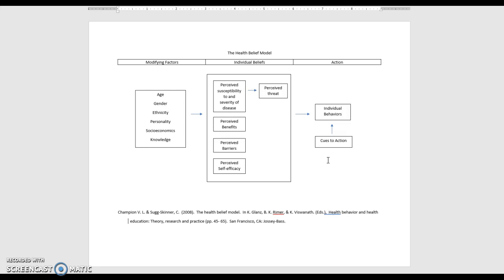And as we go on to looking at Nola Pender's model in the next video, a lot of these components exist, but the problem that arises with just using the health belief model specifically is that it really does not take into consideration the utility of the predictions and interventions. So Nola Pender had created a revised health promotion model, and we will discuss that in the next video.